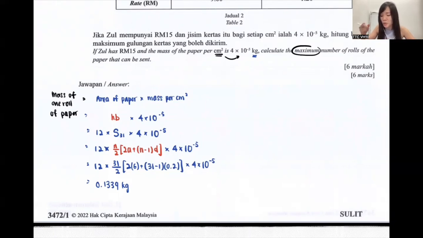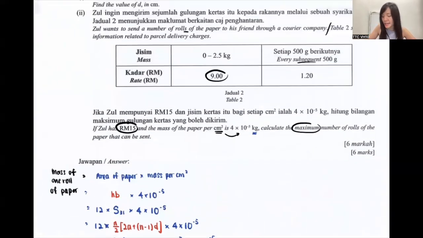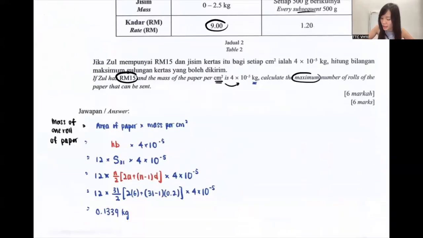So guys, now you want to know the maximum number of rows of paper that can be sent, right? First, please understand that you guys only got 15 ringgit. The first 9 ringgit is for 2.5 kg. Let's calculate for the first 9 ringgit, because definitely the first 9 ringgit is 100% fully utilized. So the first 9 ringgit is equivalent to 2.5 kg. Why don't we find out how many rows 2.5 kg can fit?